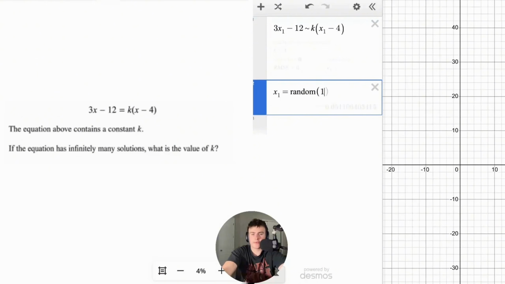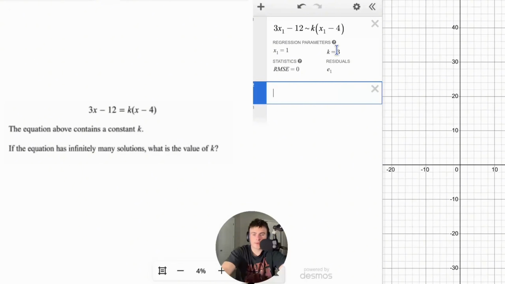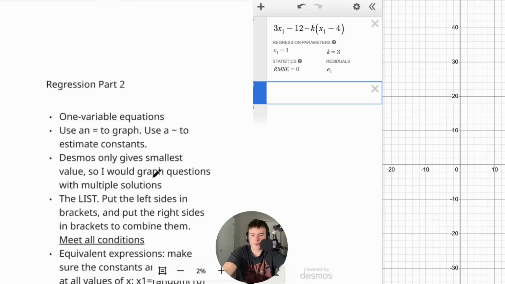You can do x1 as random 10 if you want, but it's not going to change anything because we don't really need it. Anyway, k is going to be 3, so the answer is 3. That's it. And the only reason why we could do this is because they're infinite solutions. If they had like no solutions, we cannot do it. So yeah, that's about it. Anyway, let's move on to the list here.